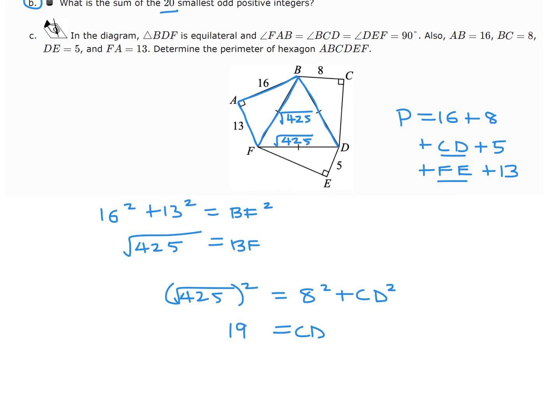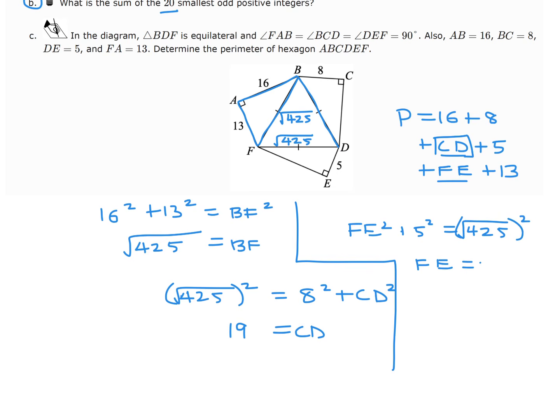So that takes care of this guy right here. And now we just need FE, and we can solve. So FE, very similarly, FE squared plus 5 squared would be the root of 425, all squared. And when you do that, you'll get FE is equal to 20. So going back to this, it will be 16 plus 8 plus CD, which is 19, plus 5 plus FE, which is 20, plus 13. And when you do that whole sum, you get 81.